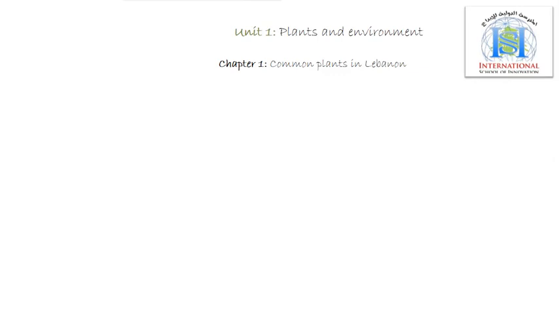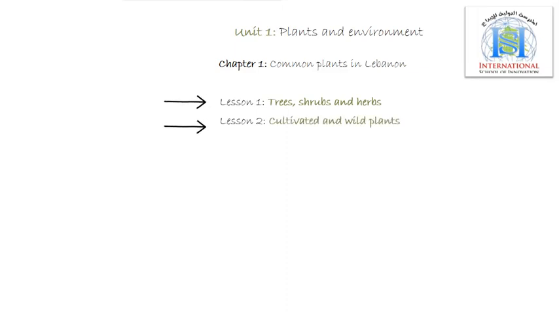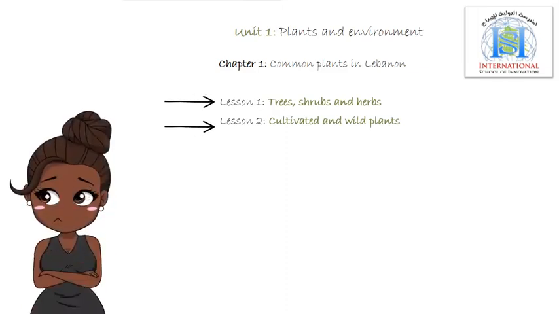But first, I will go for a quick review about the first two lessons, talking about types of plants. We said that plants are different in their sizes and also in the type of their stems. For this reason, we classify them into three groups: trees, shrubs, and herbs. And also, plants need different things. If we care for the plants, we call them cultivated plants. And if they get all their needs from their environment, we consider them as wild, right?